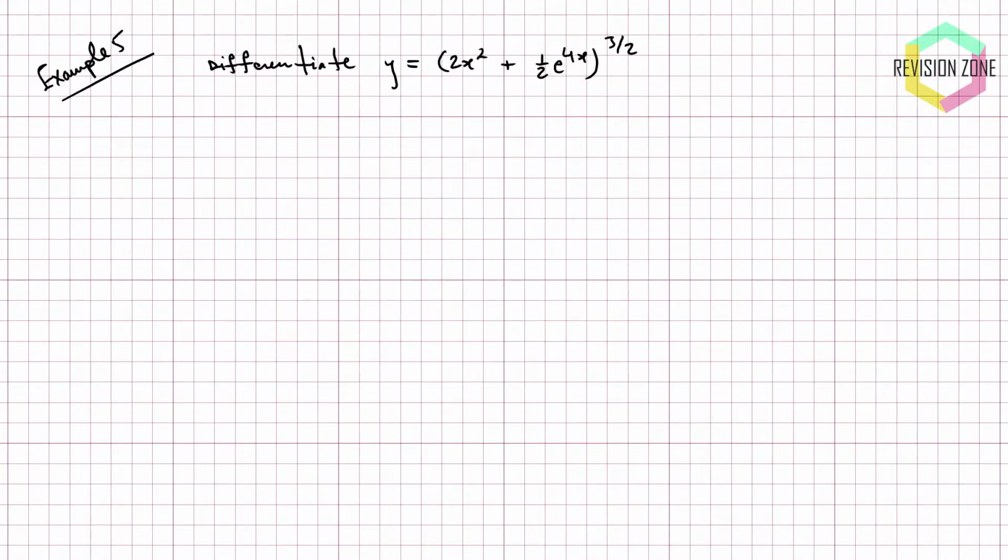So in example 5, we have a function which we wouldn't actually be able to differentiate easily otherwise without the chain rule, because if we take a closer look, we've got 2x squared plus a half e to the 4x in brackets, and then the whole thing is to the power 3 over 2. So we can't easily expand this by expanding brackets, nor can we get easy terms to be able to do this. We might get away with it by using the product rule maybe, but as you'll see, this is so much easier using the chain rule.